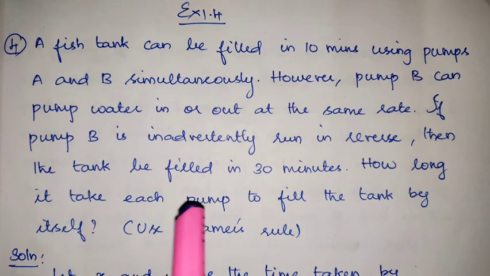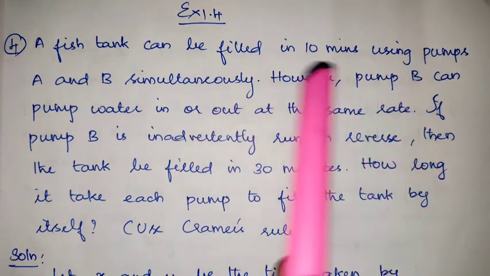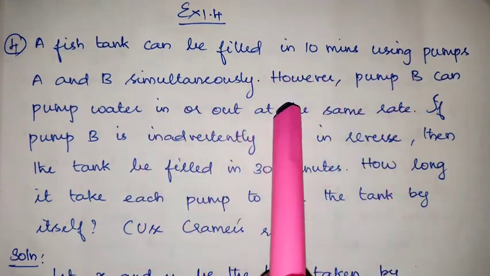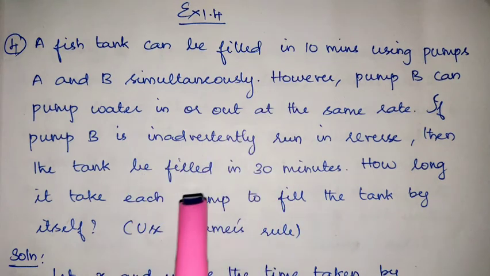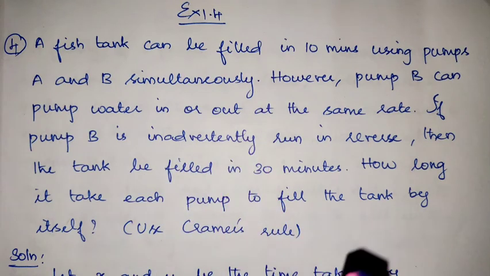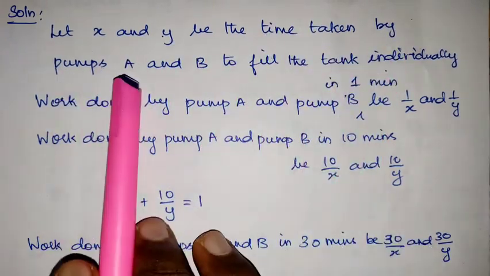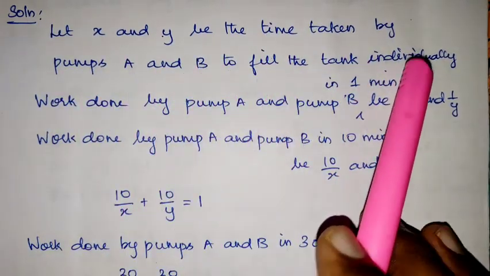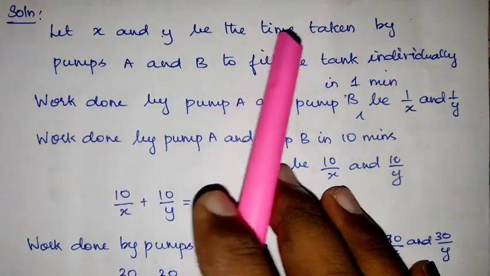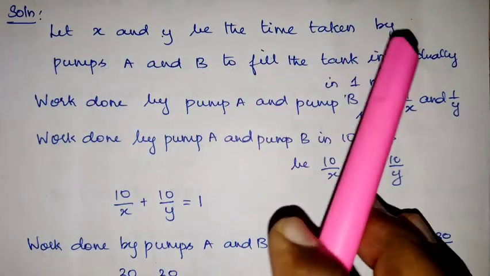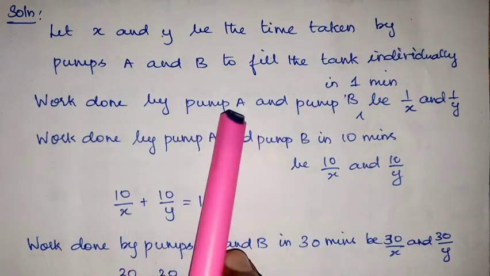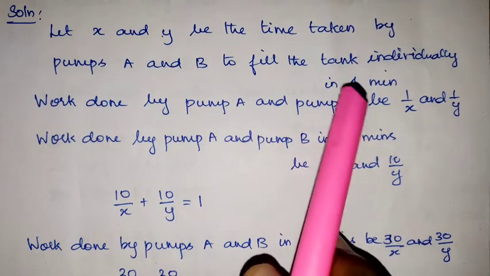So when you have a problem where two people or two things are working together, you have to go with fractions. Keep that in mind, very important, right? First of all, we have to use variables, and I'll explain how. Now see here, let x and y be the time taken by pump A and pump B to fill the tank individually, separately. Now the work done by pump A and pump B in 1 minute.